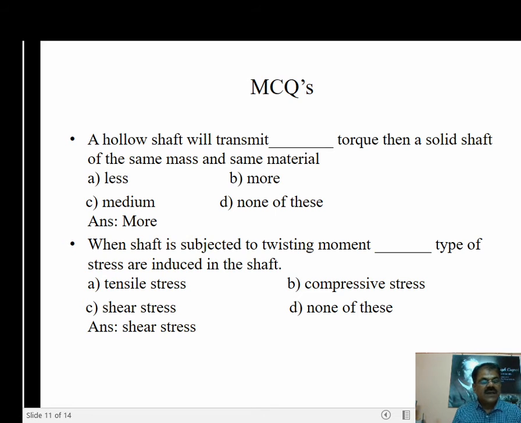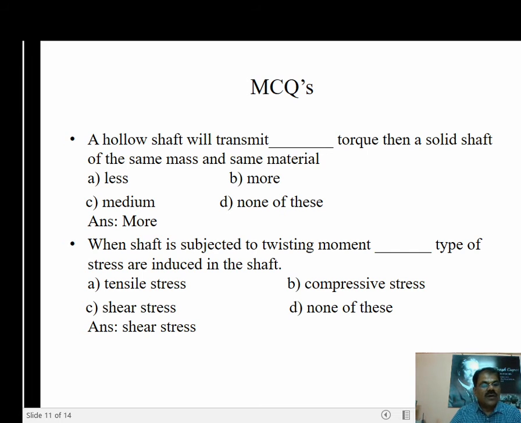Next we are coming to the MCQs. We have to go for MCQs to assess our knowledge of what we have discussed. So these are the MCQs.